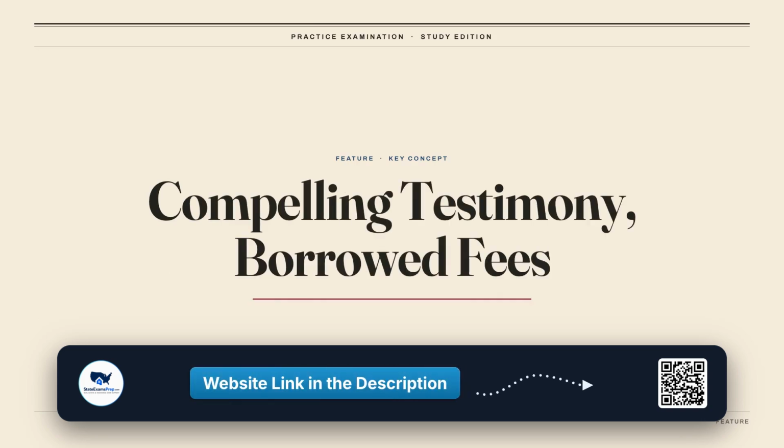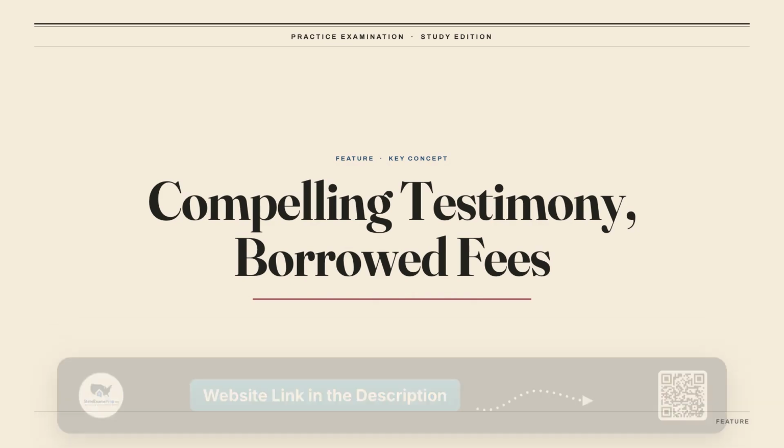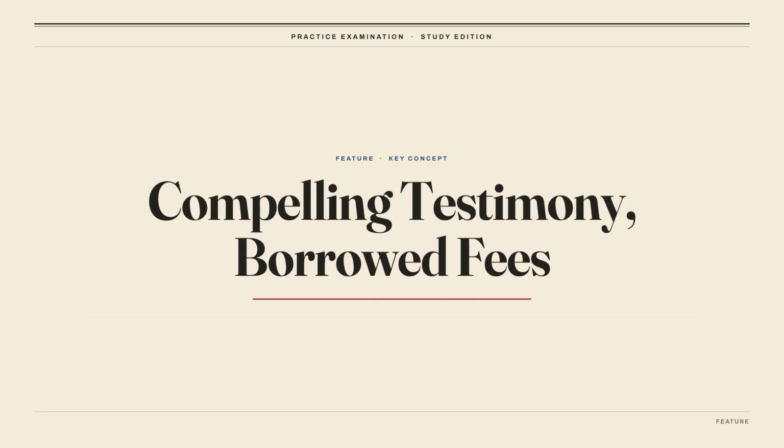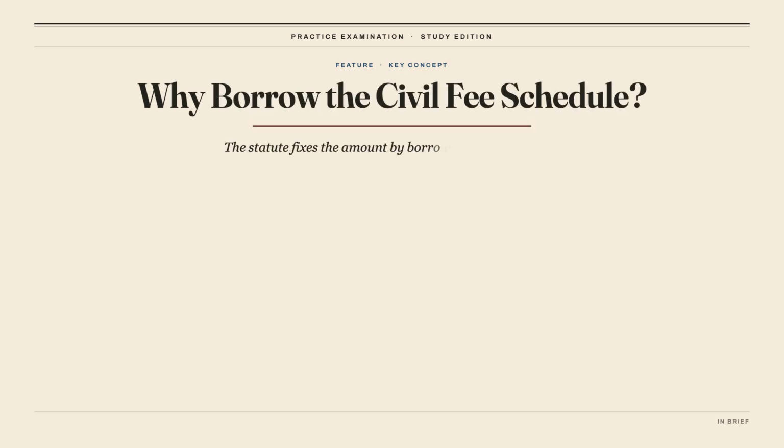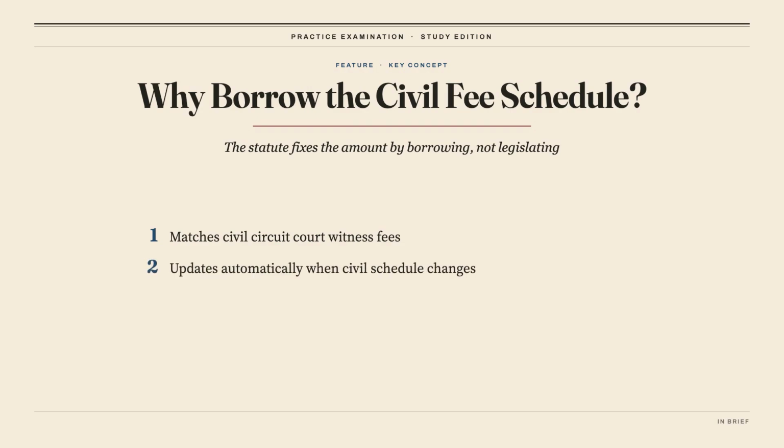An investigation is only as strong as the testimony it can compel. Missouri gives its real estate regulator the power to subpoena witnesses, and any witness compelled to appear is entitled to a fee for the day she gives up. The statute fixes the fee by borrowing an existing schedule rather than legislating a new figure. Witness fees in commission proceedings match those in civil circuit court cases.